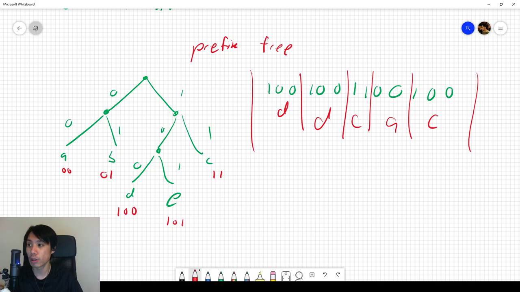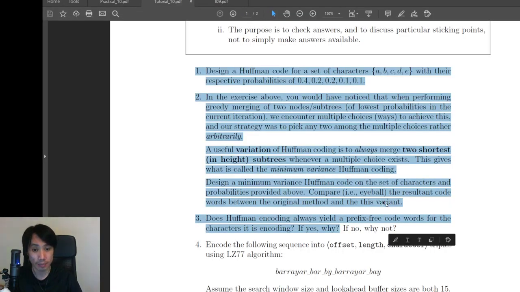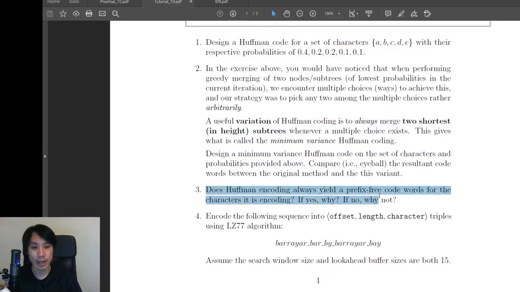So if you were to go back to your tutorial question number 3: does Huffman encoding always give a prefix free code word for the characters it is encoding? If yes, why? If no, why not? The answer is yes. Why?